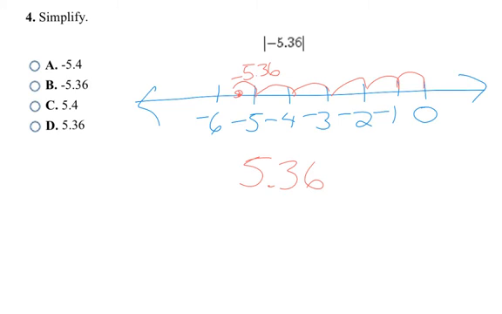And we're talking about distance, so that an answer is always positive. So that means that my final answer here is going to be D. Or if you don't necessarily want to draw out the number line, you can remember that we're talking about the distance, and the distance is always the same as the number but positive. So that just means that here I would drop the negative symbol, and my answer would be 5.36.